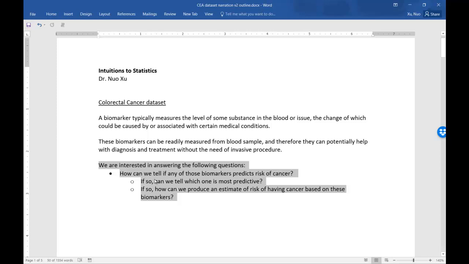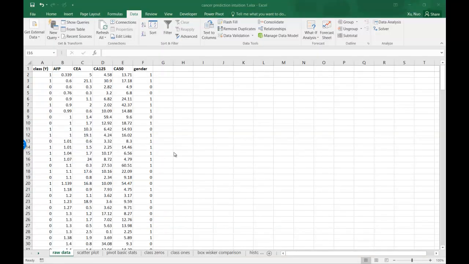How can we, from looking at the data set, tell if any of these 4 biomarkers can predict risk of cancer? And if so, can we tell which one of them is the most predictive? Further, how can we produce an estimate of risk of having cancer based on these biomarkers? I want you to spend some time exploring this rather small data set and see whether you have some simple intuitions to these seemingly rather complex problems.